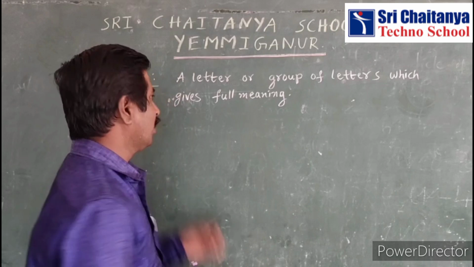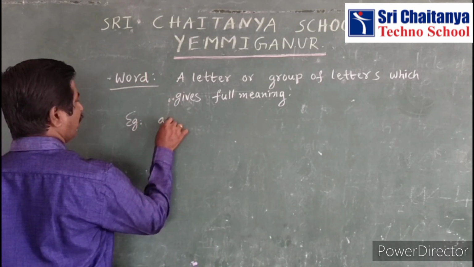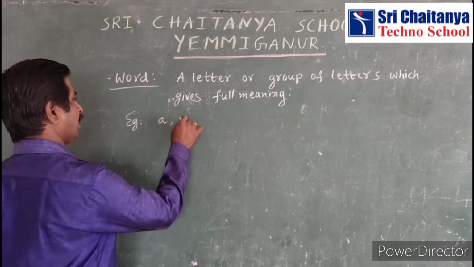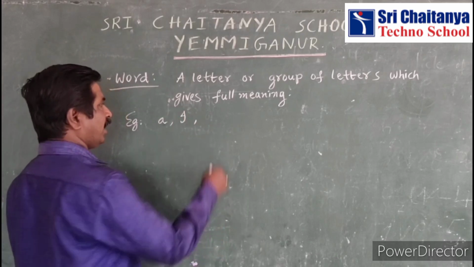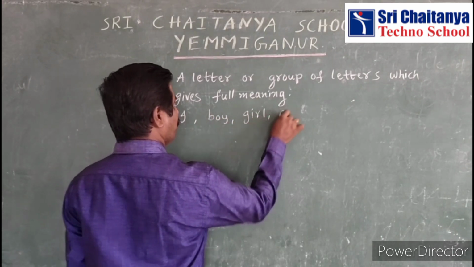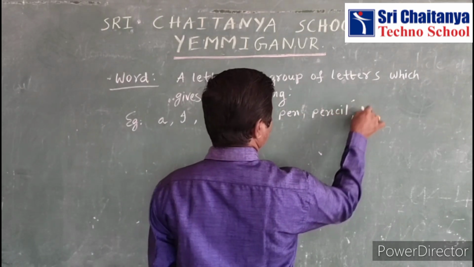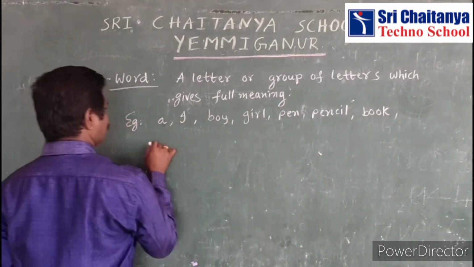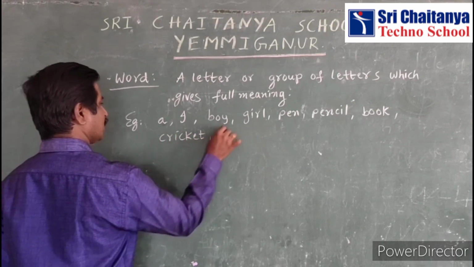Here you go with single letter words. A gives the meaning of one, and the letter I gives the meaning of I am. Next, the remaining examples are boy, girl, pen, pencil. Next, book. Next, cricket. Next, baseball.